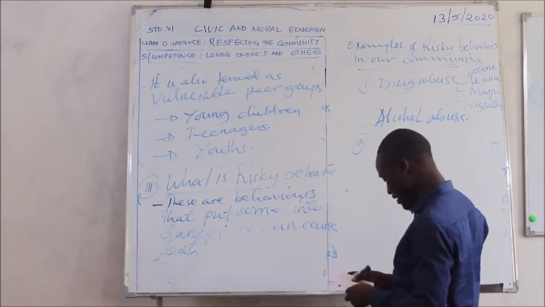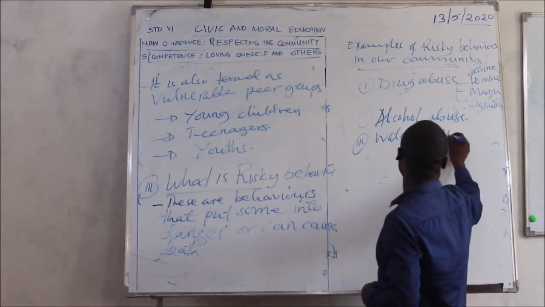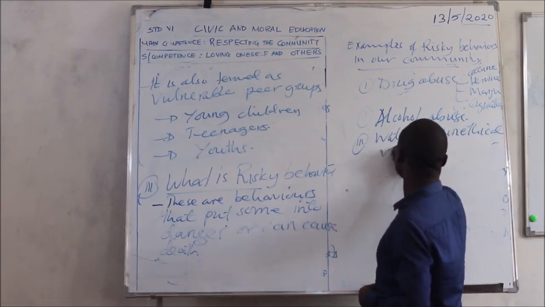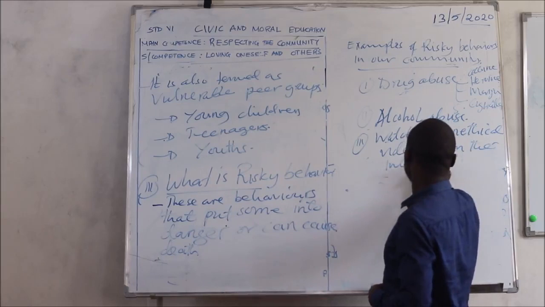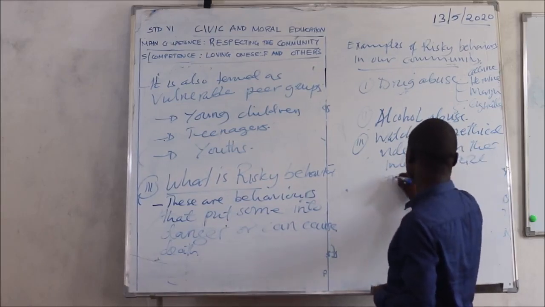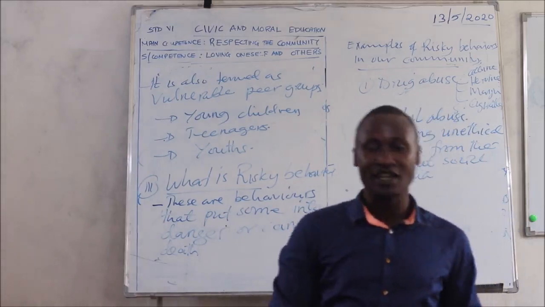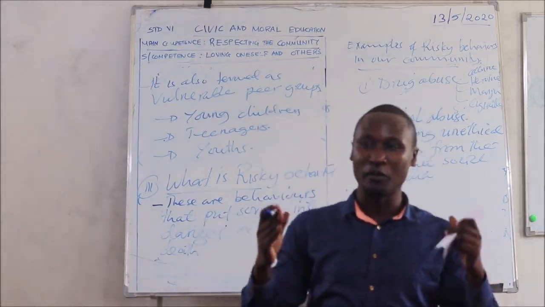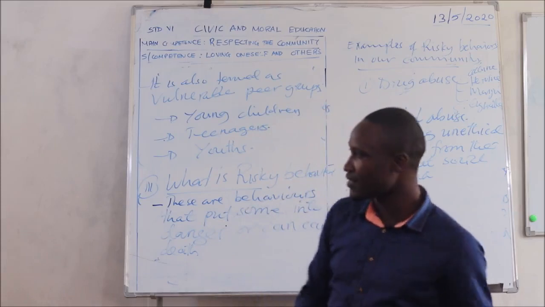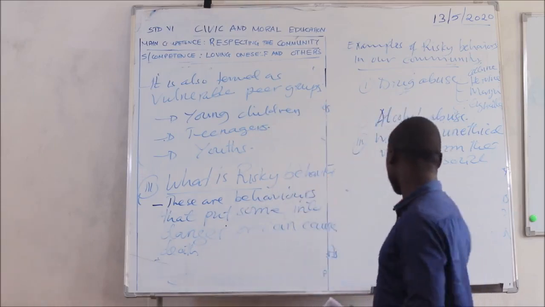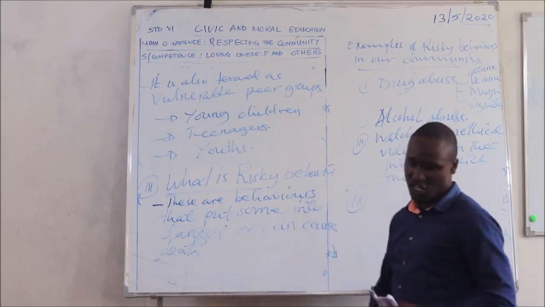Another example is watching unethical videos from the internet and the social media. There are so many unethical videos nowadays. As you know, we are living in the modern world whereby everything is globalized. So these unethical videos are found everywhere through YouTube, Instagram, and other sources. So these children also need to avoid this, because it is an example of risky behavior that can put them into a dangerous situation.